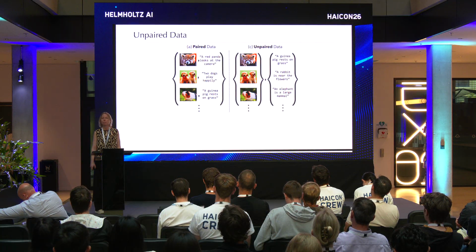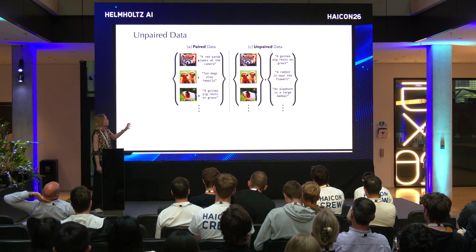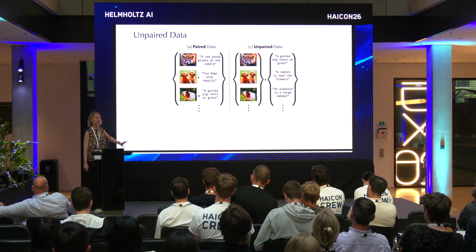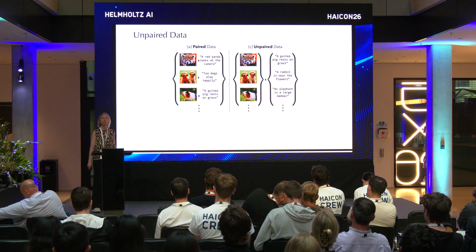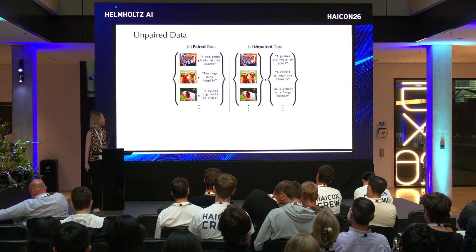This is the problem of basically having paired data versus unpaired data. And in my talk, I will mostly focus on the case of unpaired data and ask the question, is that unpaired data still useful? So now I have some text and I have some images, but I don't have the one-to-one correspondence between the two.